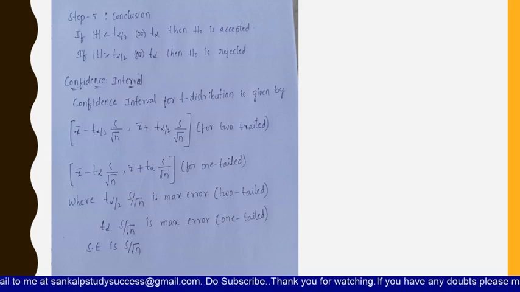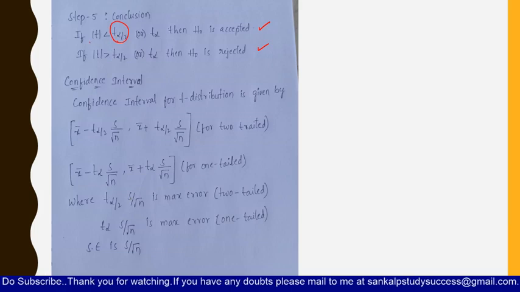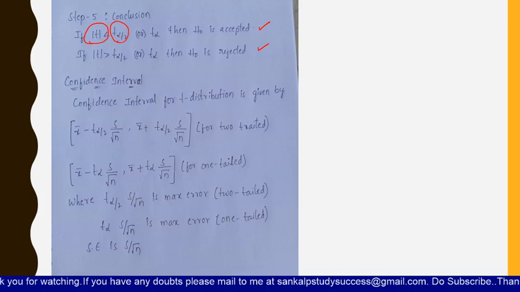So, how can you say whether the null hypothesis H naught is accepted or rejected? That means here mod t is less than t alpha by 2. If you find the t alpha by 2 value from the t distribution table, and you find the mod t value by simplifying the question, then if the mod t value which you got is less than the t alpha by 2 value, then you can say that the null hypothesis is accepted.